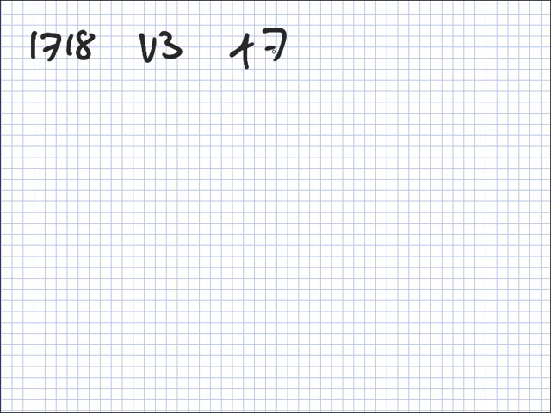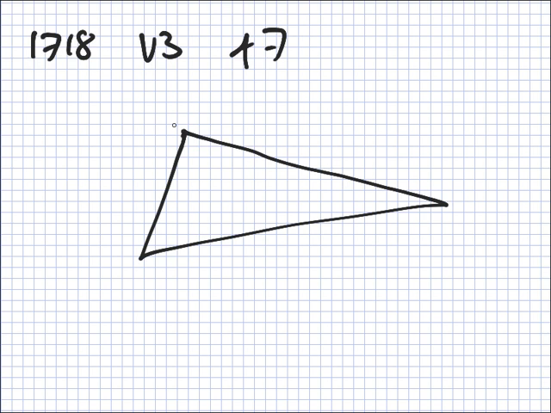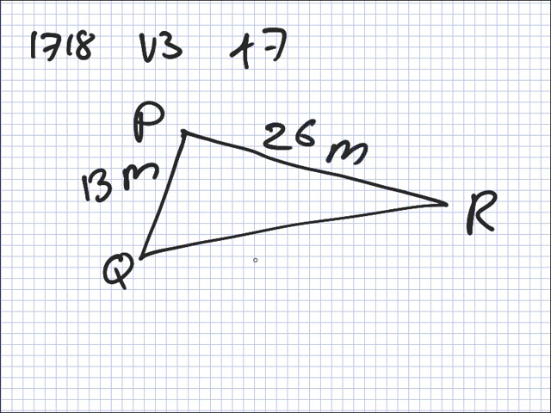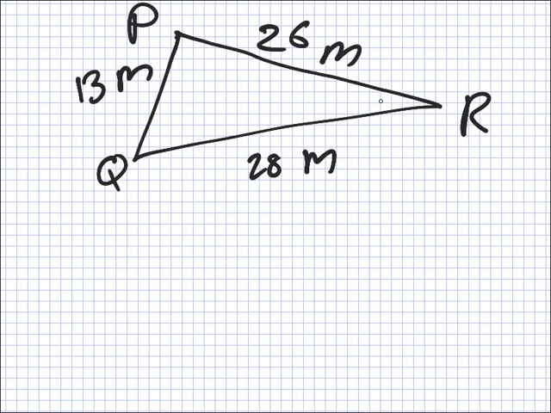I just want to see what I did wrong. Okay. 13 meters, 26 meters, 28 meters. Cosine rule, correct? Correct, yeah, to find the angle. Okay, so we want this angle here.